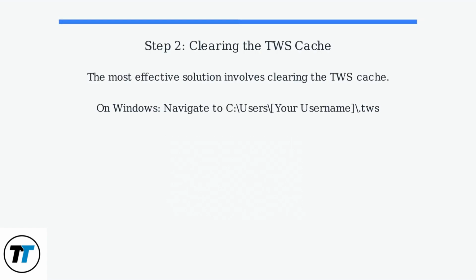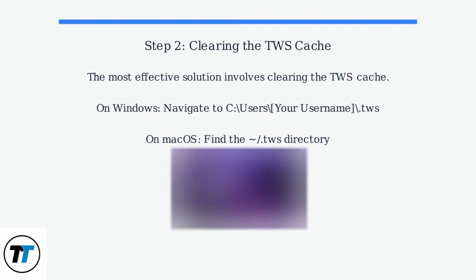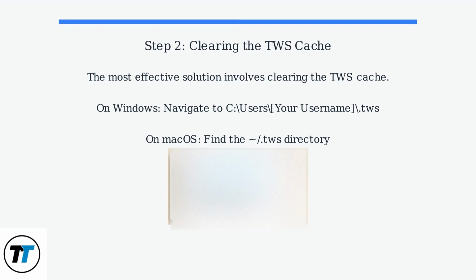Step 2. Clearing the TWS cache. The most effective solution involves clearing the TWS cache. On Windows, navigate to C, Users, your username, TWS, and delete the contents of this folder. On macOS, find the TWS directory. Deleting these cached files forces TWS to rebuild them upon restart, often resolving the loop.